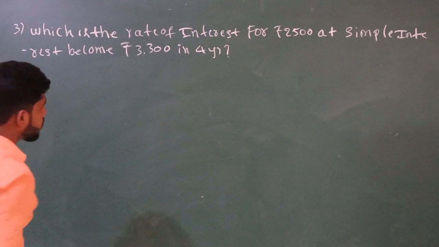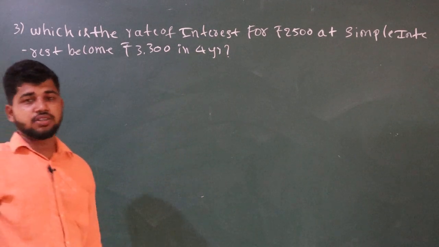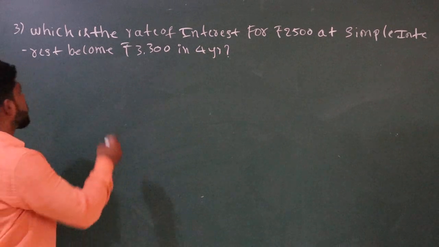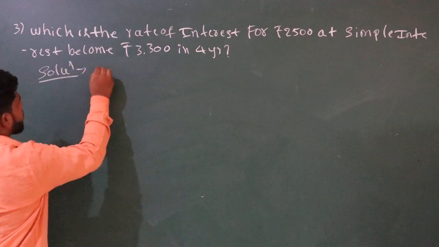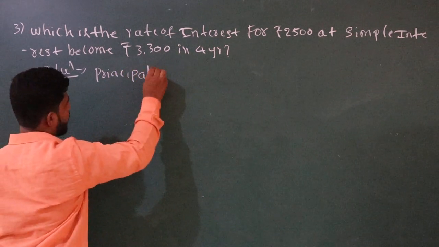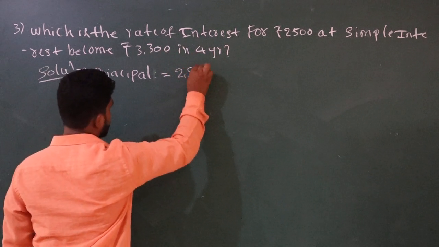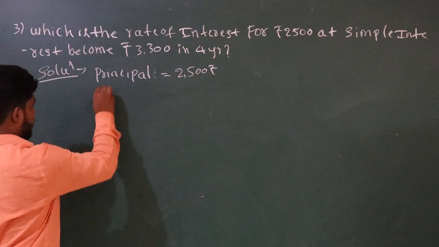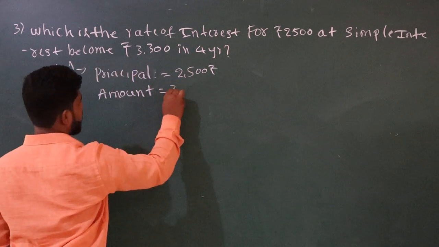Now they have given the principal and the amount, and they have also given the time. They ask us to find the rate of interest. Now, solution. Now principal. What is the principal they have given here? 2500 rupees. What is the amount they have given? Amount is equal to 3300 rupees.